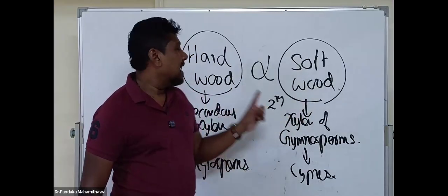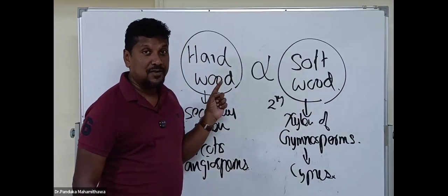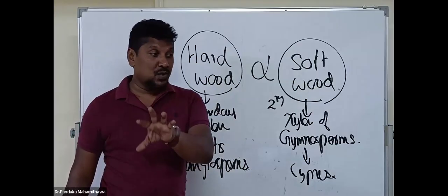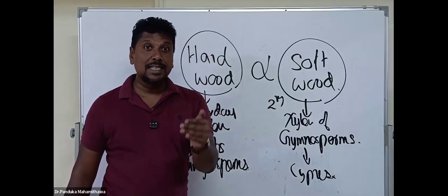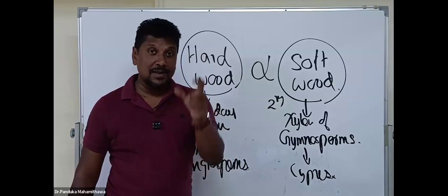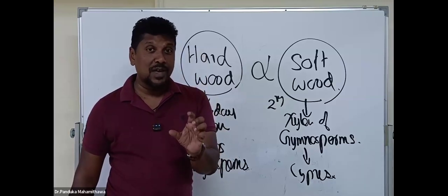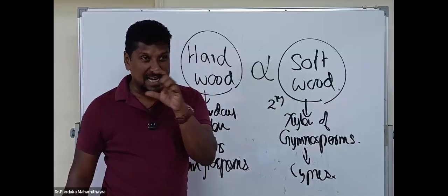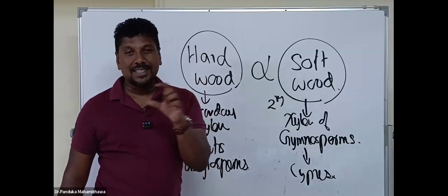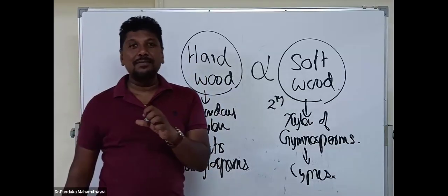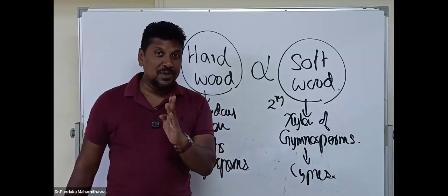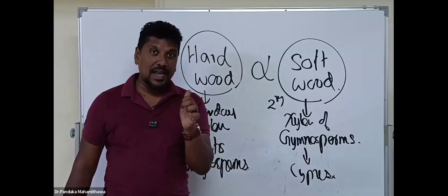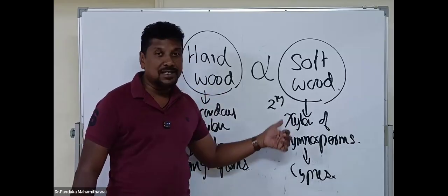The difference is that here you have the vessels. Can you remember when we learned the tissues in the first tube? We learned what cells there are in the xylem and the phloem. In the xylem, what cells do you have? You have the vessel elements, tracheids, xylem parenchyma, and xylem fibers. So in angiosperms, mainly vessel elements were there, and in gymnosperms, only the tracheids were there.